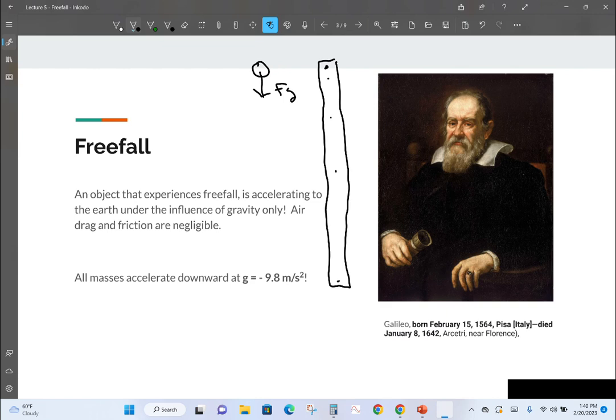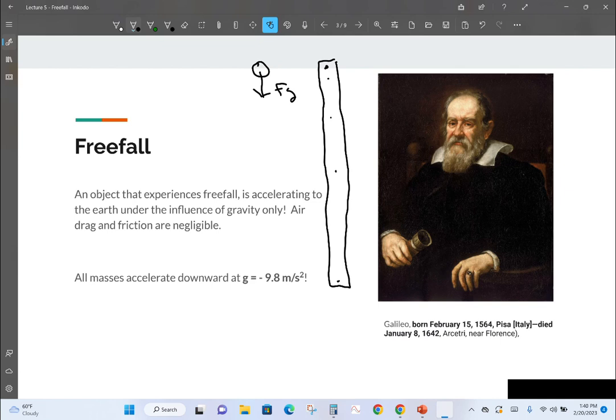The person that figured this out was Galileo. To give you perspective, he was born in 1564 and he died in 1642. He was really the first person to come up with this value of acceleration called the acceleration of gravity. Our symbol for it is g, little g, and it's equal to negative 9.8 meters per second every second.